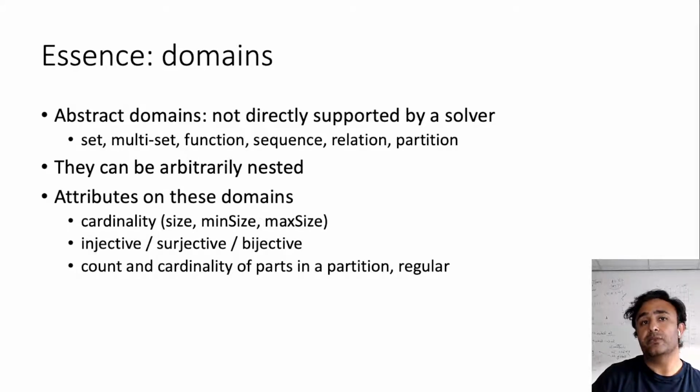That point is important because I know some solvers do support set variables, but these will be set variables on integers. Here you can have a set of functions or a set of relations that you are looking for as your decision variable. In addition to having the high-level domains, you can have attributes on these domains. Things like cardinality restrictions, injectivity, surjectivity on functions and sequences actually, count and cardinality of parts in a partition or regularity of a partition can be an attribute as well. This is important because some of the reformulations we are making in this work are to do with the attributes.